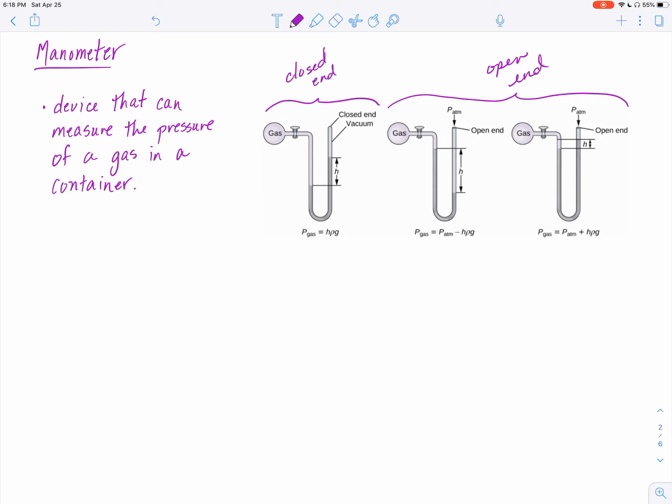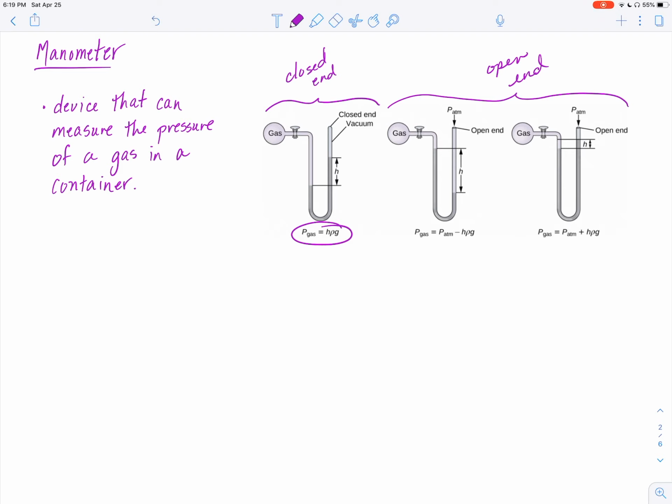And we will use manometers, is what they're called, to measure the pressure of gases inside a container, especially if you're working with substances that are gases. There are 2 kinds of manometers. There's one that's called a closed-end manometer, and there's one that's called an open-end manometer. And the equation that you would use to calculate the pressure of that gas is the same as the hydrostatic pressure. So you'll use the product of the height times the density times the acceleration due to gravity.